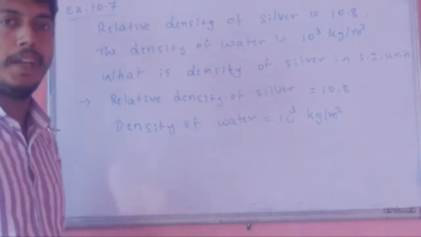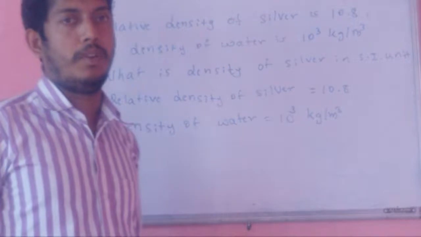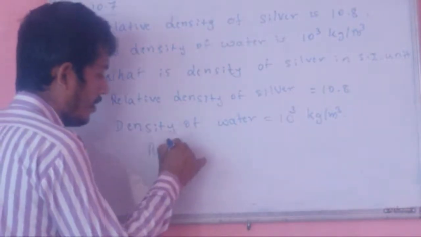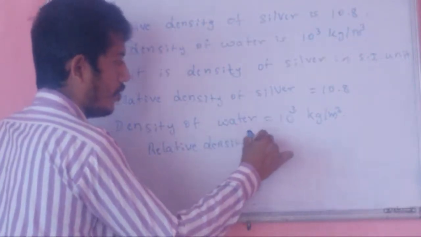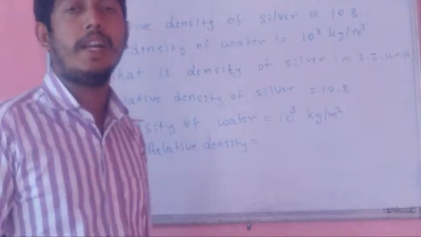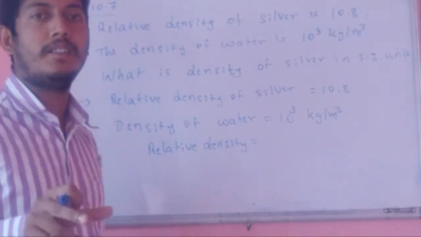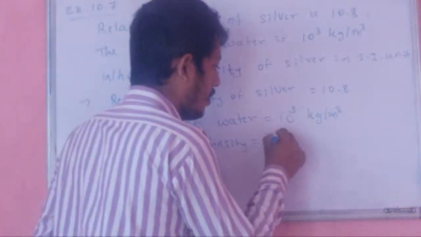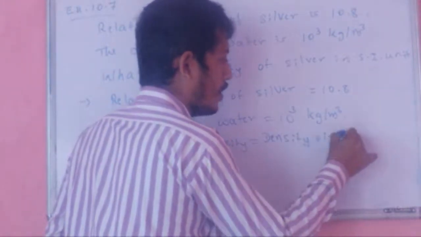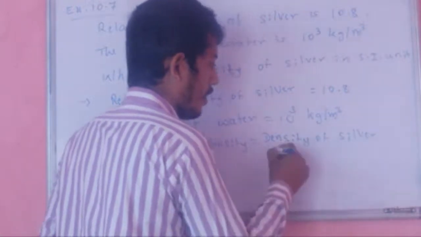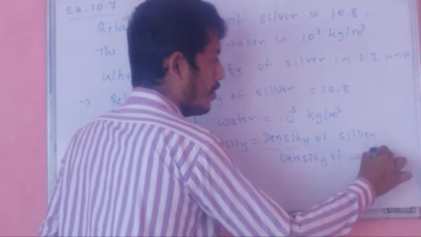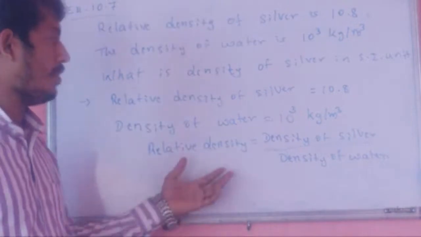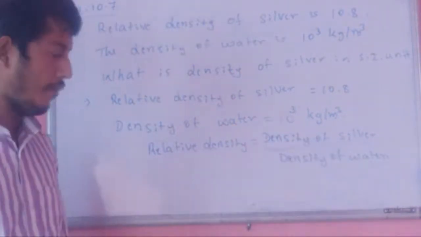To find out the density of silver, we have to consider the relative density formula. Relative density equals density of substance divided by density of water. Here the considered substance is silver, therefore it becomes density of silver divided by density of water. Okay, relative density equals density of silver divided by density of water. Just substitute the values and comment me the answer.